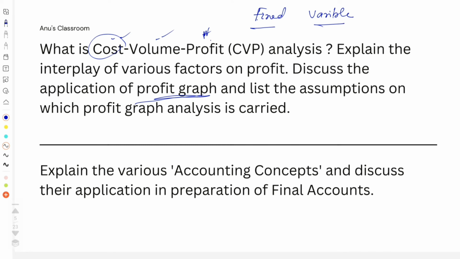The most basic factor that affects the profit of any business is the number of production units. How many production units are there? Based on that, those many units we can produce. So that is the interplay of various factors on profit you can write about.